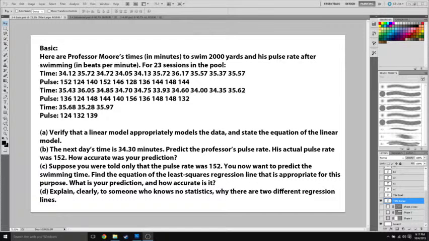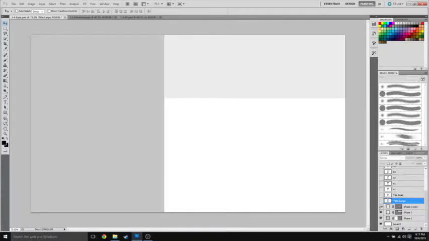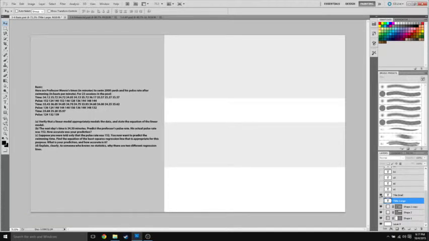Alright, this is a chapter 3 to 4 basic question. So we're trying to find Professor Moore's time to swim 2,000 yards and his pulse rate after the swimming. So we need to verify the linear model. So I'll move this, bring this in. Alright, so we need to verify that linear model.